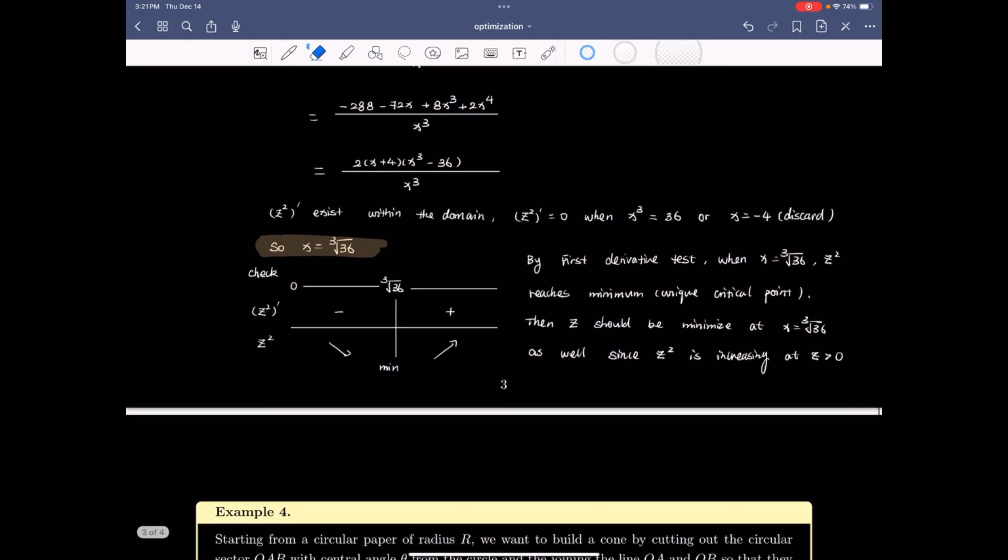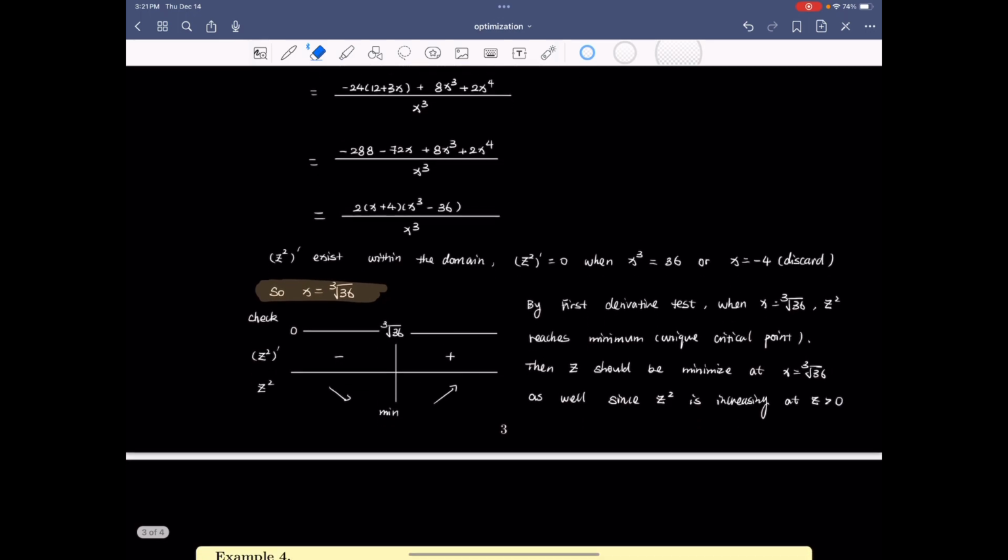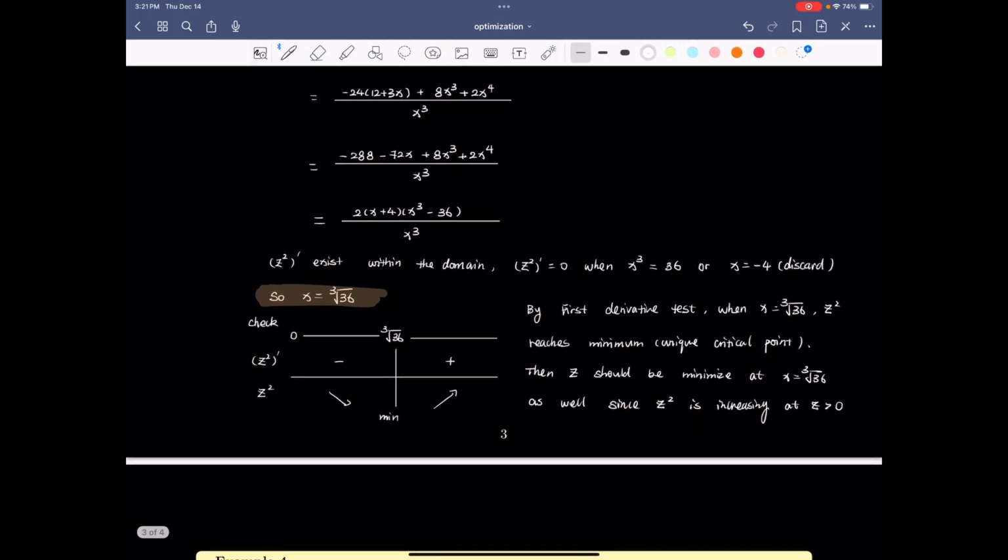So now you can calculate z. I'm running out of space. Okay, so z squared is going to be this plus 4 squared, plus the y, which is 3 times (4 plus the cube root of 36) over the cube root of 36, squared, which is approximately 97.33.